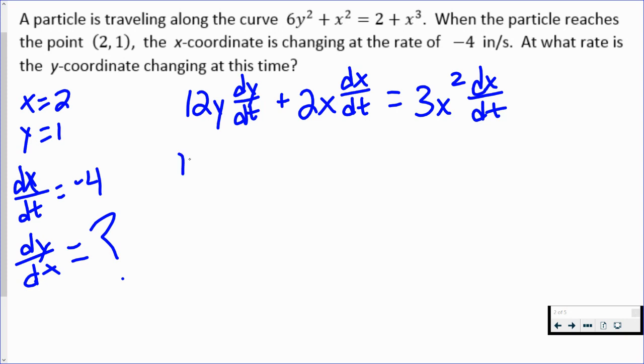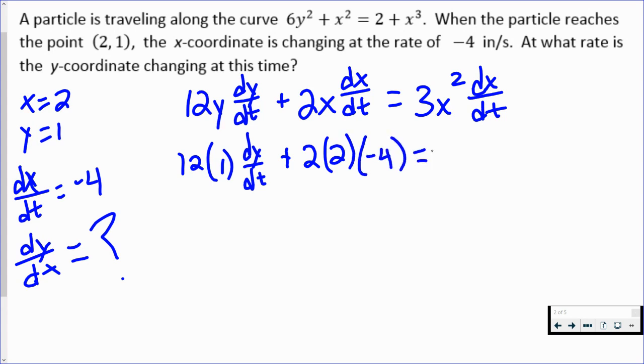Now let's plug in what we know. 12 times y, so 12 times 1 times dy/dt, that's what we're solving for, plus 2 times x, which is 2, times dx/dt, which is -4, equals 3 times x squared, so times 2 squared, times dx/dt, which was -4. Now all we have is dy/dt. That's the only thing we have left to solve for.